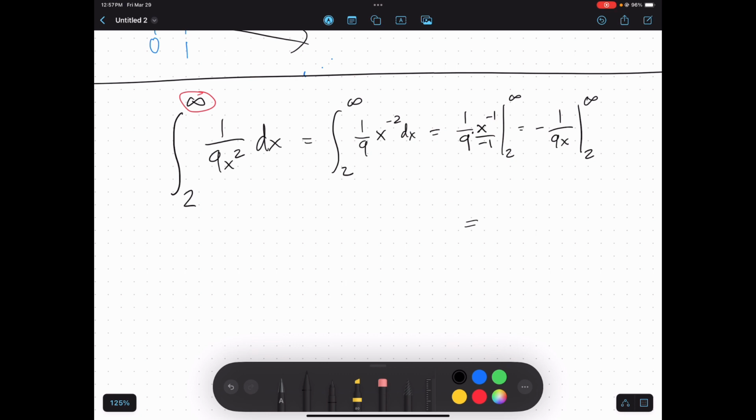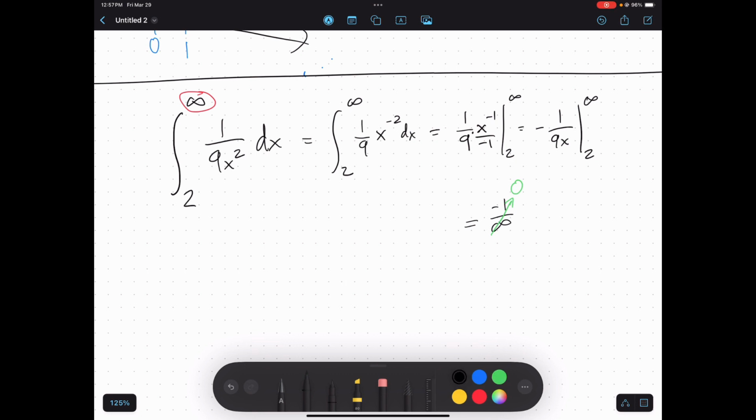Because x is in the denominator, I get negative 1 over infinity, right? 9 times an infinite value is still infinite. If your denominator is getting infinitely large and your numerator is staying constant, what's happening to your value? What's happening to your fraction? It's getting infinitely close to 0. So it turns out that this term just goes to 0.